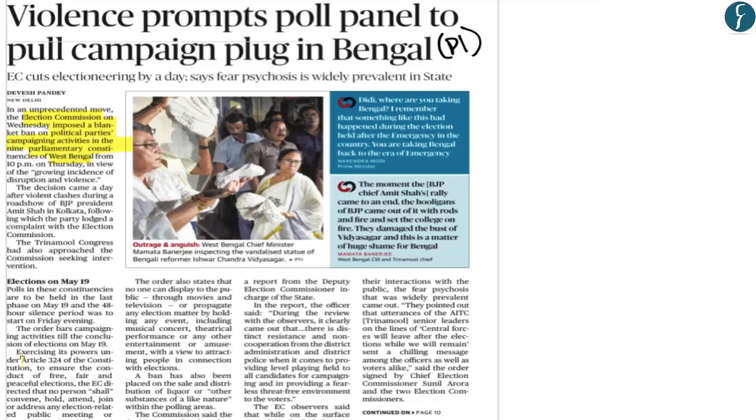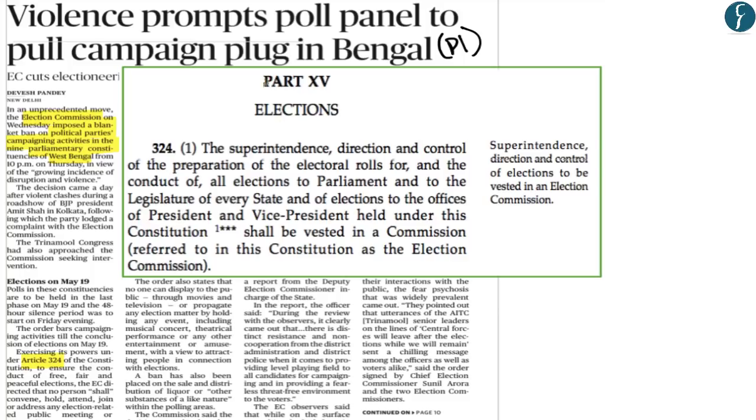It is within that regard that you need to understand the powers of the Election Commission, which have been provided under Article 324. Part 15 of the Indian Constitution deals with the topic of elections, whereby Article 324, Clause 1 states that the superintendence, direction, and the control of the preparation of electoral rolls for the conduct of all elections, that is to the parliament, to the legislature of every state, and the elections of the offices of president and vice president, shall be vested with the Election Commission.